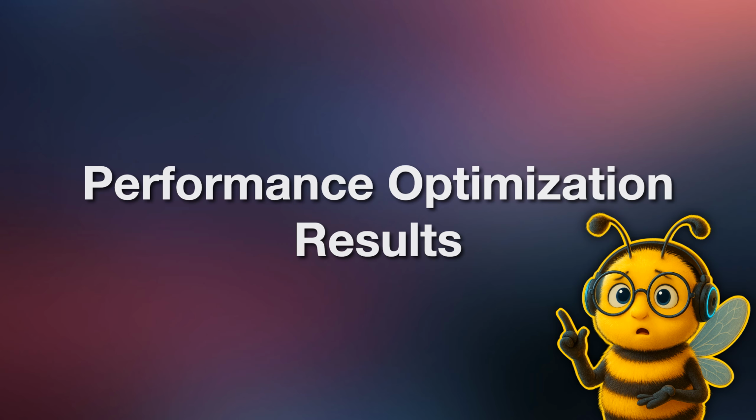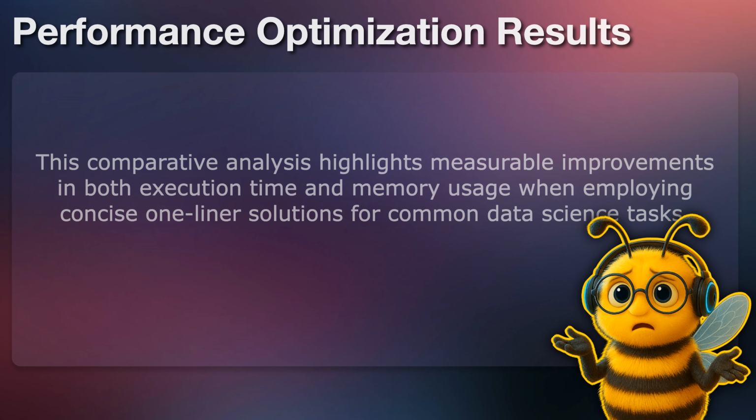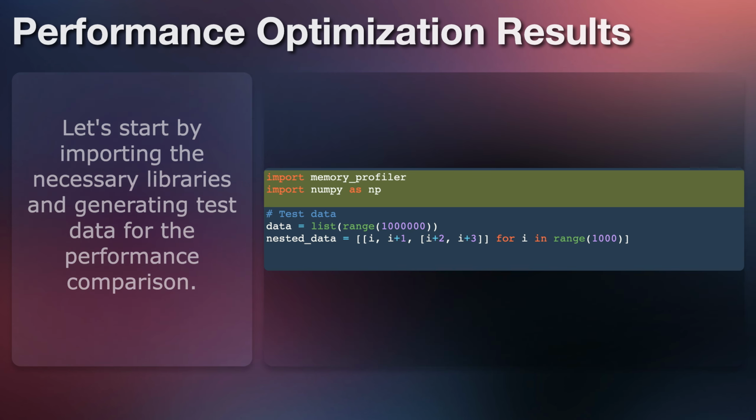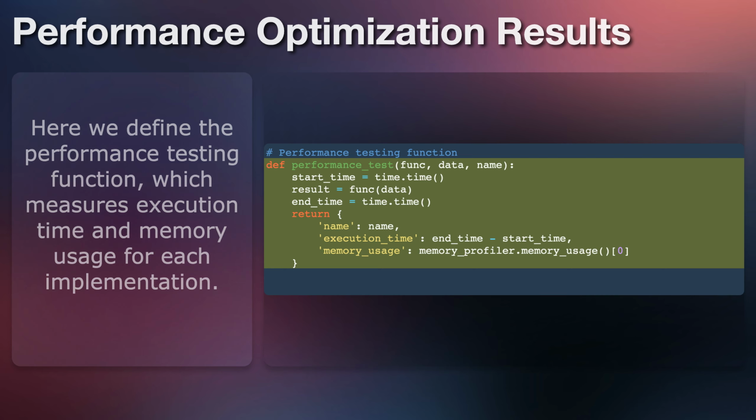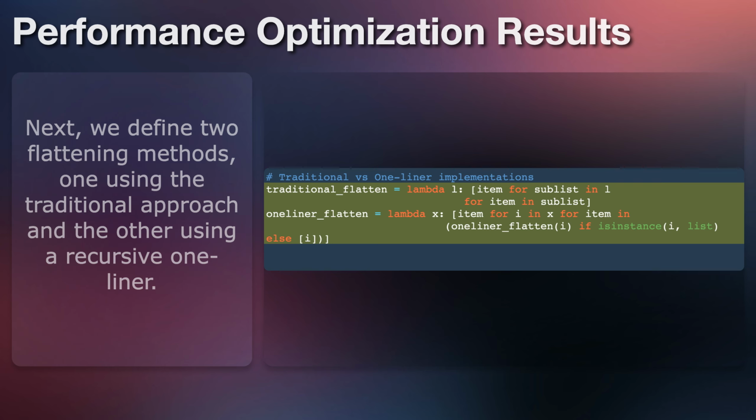This comparative analysis highlights measurable improvements in both execution time and memory usage when employing concise one-liner solutions for common data science tasks. Let's start by importing the necessary libraries and generating test data for the performance comparison. Here we define the performance testing function, which measures execution time and memory usage for each implementation. Next, we define 2 flattening methods, one using the traditional approach and the other using a recursive one-liner.